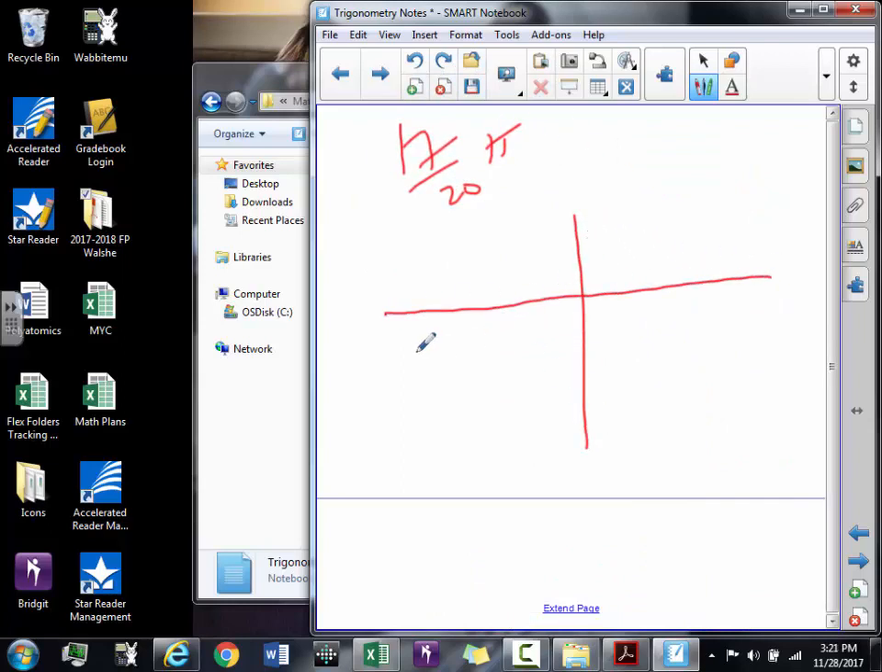here's my circle. Pi is the halfway point. If I need to plot 20ths of pi, let's just start breaking up into sections. Like this could be 1, 2, 3, 4. See how I've broken up into fourths? So this is 5/20. This is 10/20. This would be 15/20. This would be 20/20.